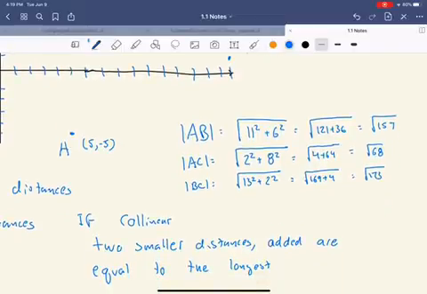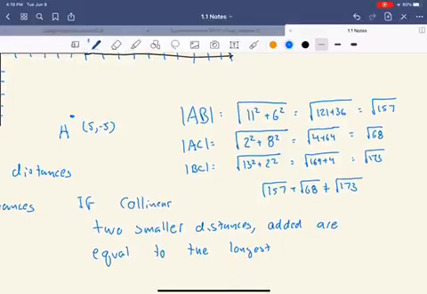Now, which one's the longest? This one's the longest. The square root of 157 plus the square root of 68 is not equal to the square root of 173. So the points are not collinear.